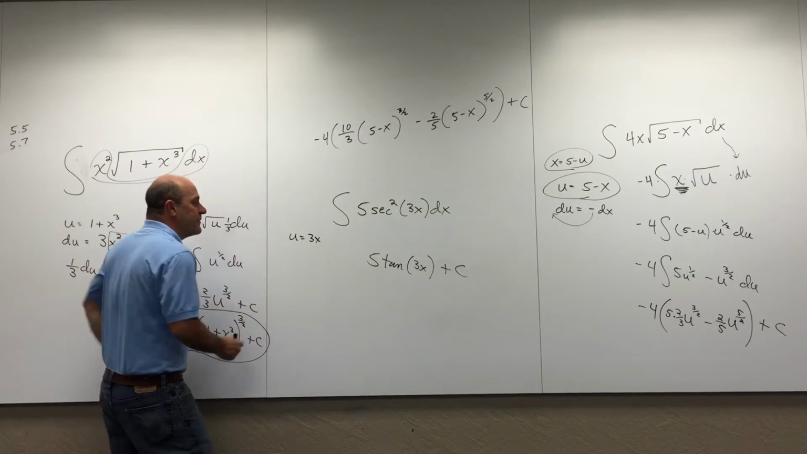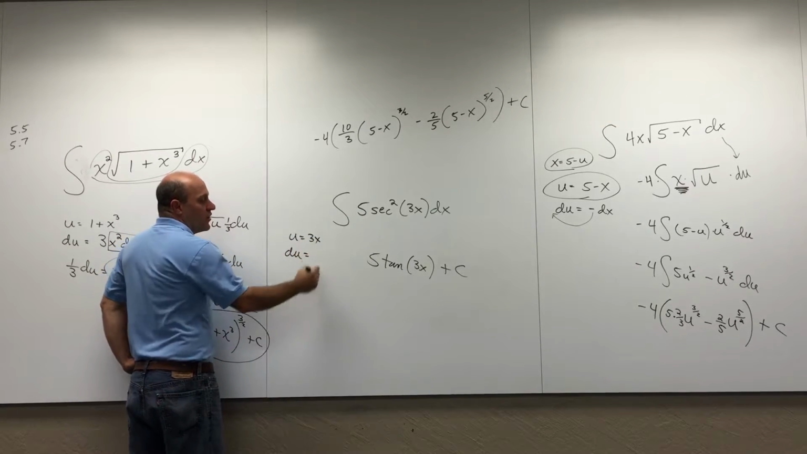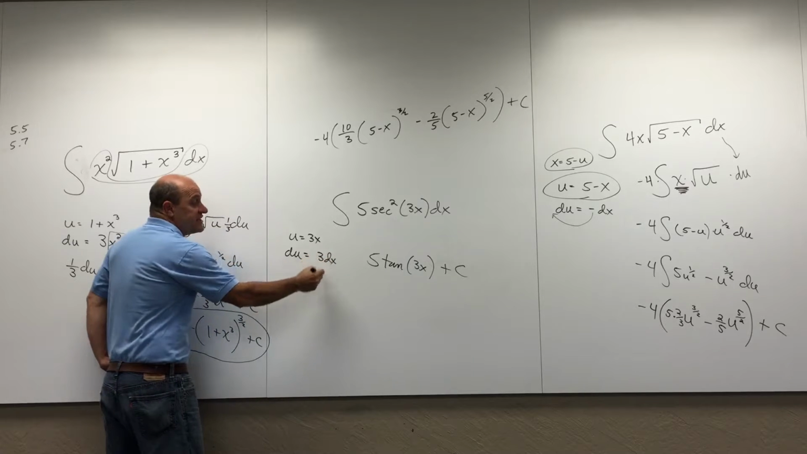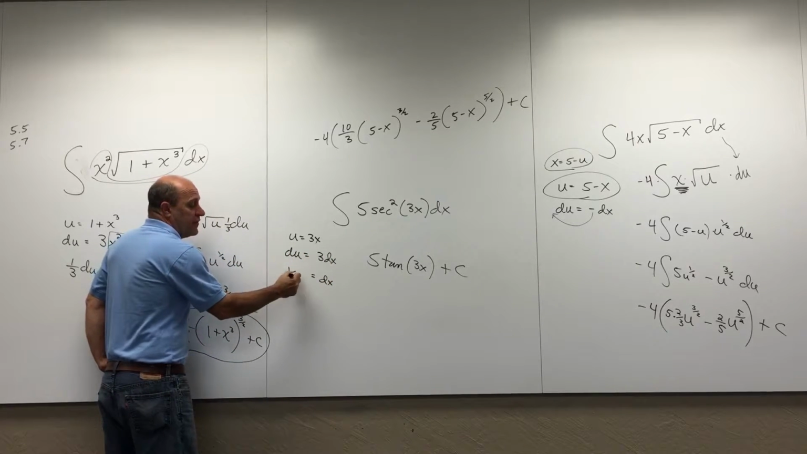Why? Here's why. You called u 3x. What is du? 3 dx. Please solve for dx. When you solve for dx, you get 1/3 du.